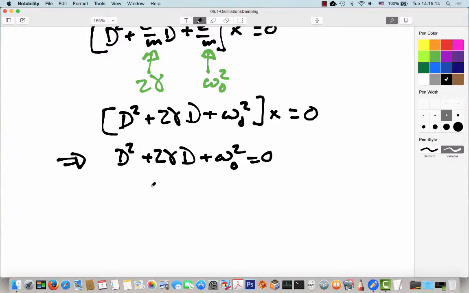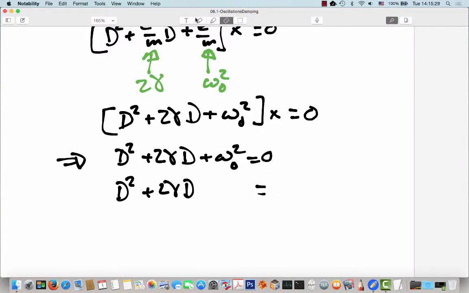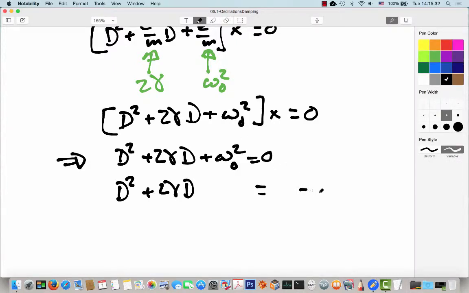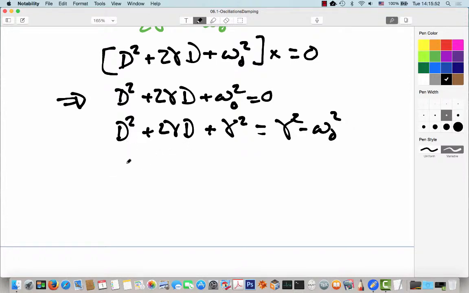The only way I know how to solve this is to complete the square, so let's go ahead and start doing that. We'll have D squared plus 2 gamma D, then the stuff we don't like, we move over there as minus omega naught squared. And then we put the stuff we do like over here: since this is a 2 gamma cross term, that forces that to be gamma squared. Then I have to add it to both sides to make it happen, and I've completed the square. So that means that this is equal to D plus gamma, squared.